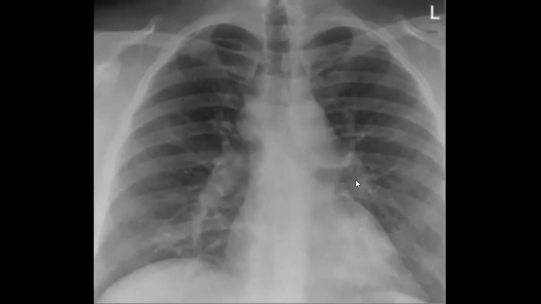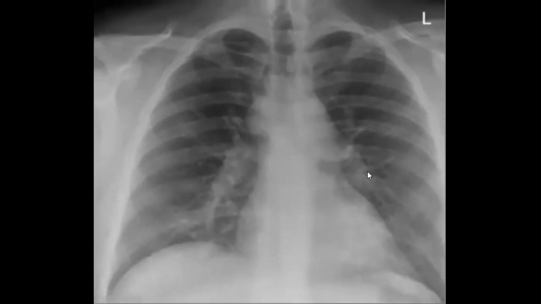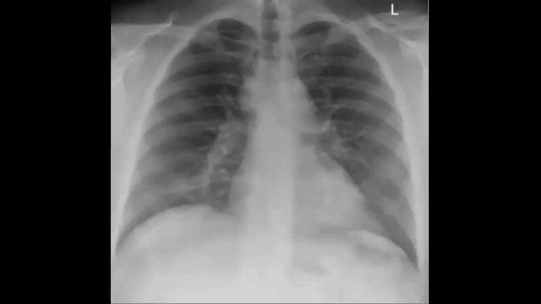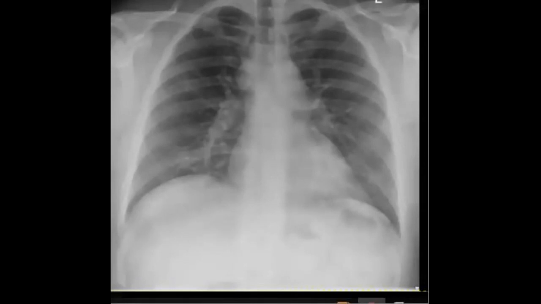So bilateral hilar and paratracheal fullness, you will think about, if you go further, sarcoidosis here. Or lymphoma, but this one is typical for sarcoidosis, and probably you will be asked in the exam about the staging. Okay, let's go further.